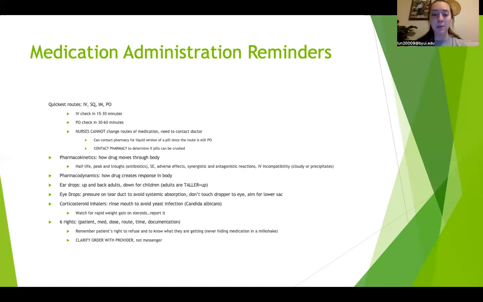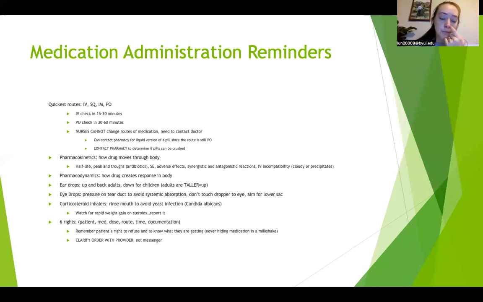Eye drops, make sure to put pressure on the tear duct, about right here, to avoid systemic absorption. Don't touch the dropper right to the eye. Don't drop the drop right onto the cornea. Aim for the lower sac right there. Wait about 5 minutes in between each one. If you have to do an ointment and an eye drop, do the eye drop first, wait 5 minutes, and then do the ointment. We're always moving from inner canthus to outer.